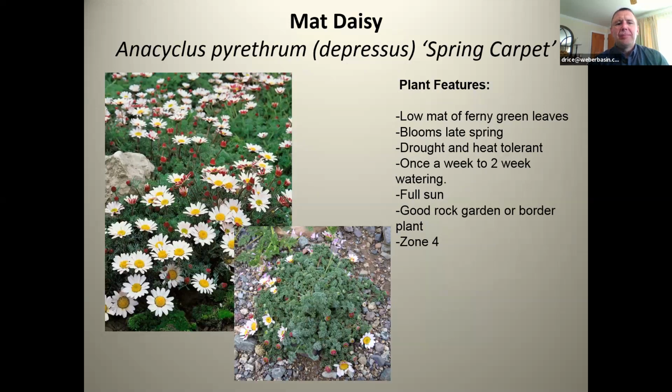Matte daisy. Notice it has a typical daisy flower. This is a very low matte, ferny green leaf right to the ground, so this is just going to be a few inches tall. Great for a sunny kind of rock garden border plant. It doesn't have to be a rock garden.